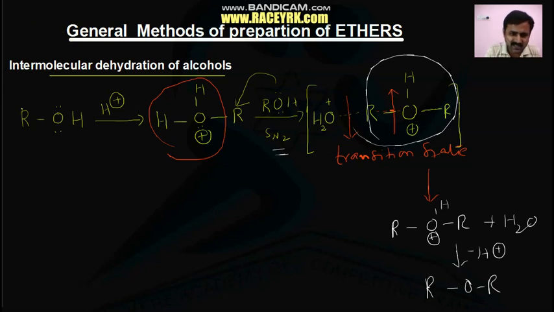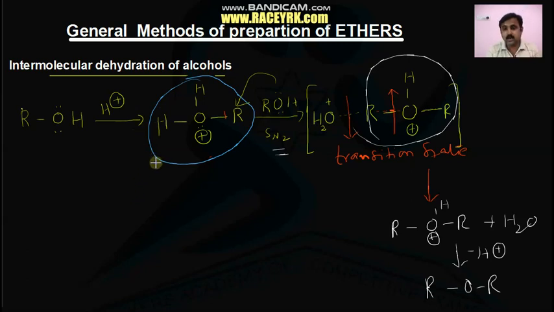Suppose this alcohol is secondary or tertiary. Then how does the protonated alcohol, obtained in the beginning, form the ether? We will see that it goes according to the SN1 reaction mechanism rather than SN2. In this direction, there is again an immediate removal of water.